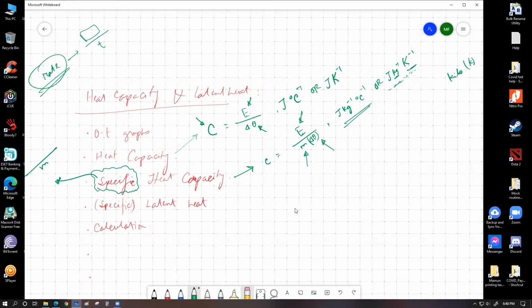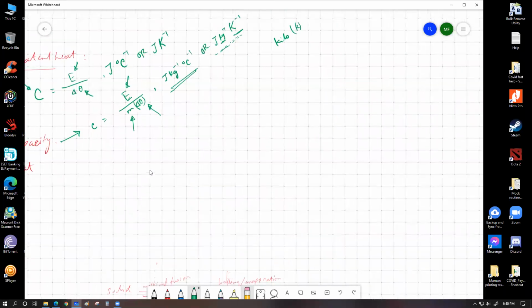So let me show you a bit of a mathematical conversion using this equation. I'm going to write them over here. If I cross multiply this equation, I can write E equals to capital C delta theta. If I cross multiply this equation, I can write E equals to m small c delta theta. So you can see that the amount of energy required to change the temperature by delta theta, we can multiply the temperature change by heat capacity, and that will be the energy required for the process. And for specific heat capacity, this would be m c delta theta.